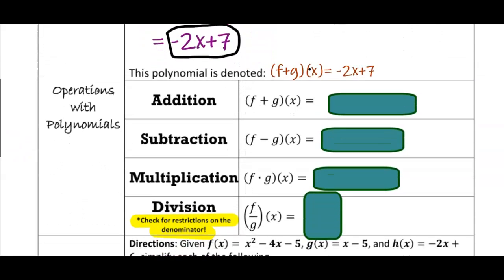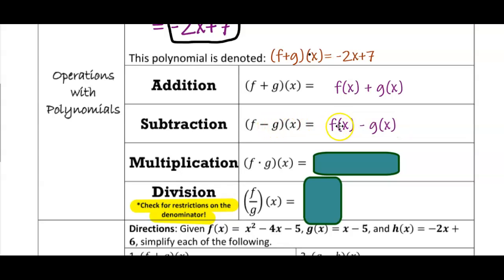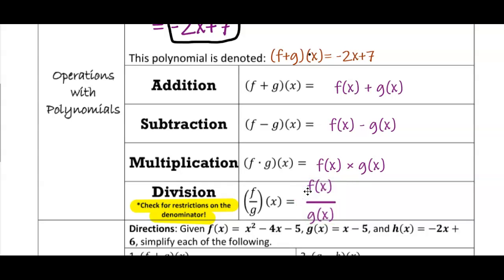So these are all the different operations. You have addition. So if it's written f plus g of x, that's the same as saying f of x plus g of x. If you have f minus g of x, that's the same as saying f of x minus g of x. Similarly with multiplication, f times g of x is just f of x times g of x. With division, it is still the same thing, f of x over g of x, but whenever you have a denominator that is a polynomial, there are restrictions on the denominator, so make sure your final answer lists any and all restrictions on the denominator.